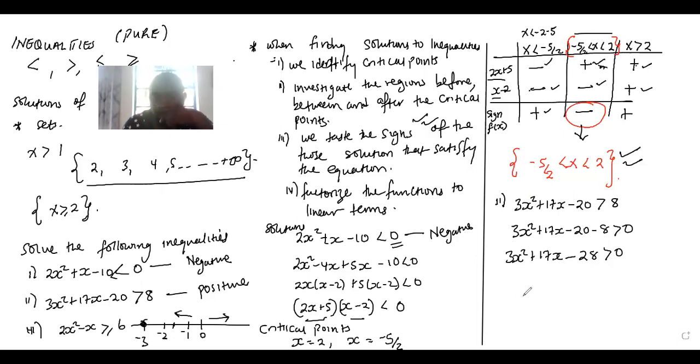Negative 4 out of 3 and 7. Negative 4 out of 3 and 7. Okay. With this, our critical points are x is 4 over 3 and x is 7. So if the critical points are x is, yes, please. Teacher, the x2 should be a negative 7. Yeah, this one is a positive. You're right.